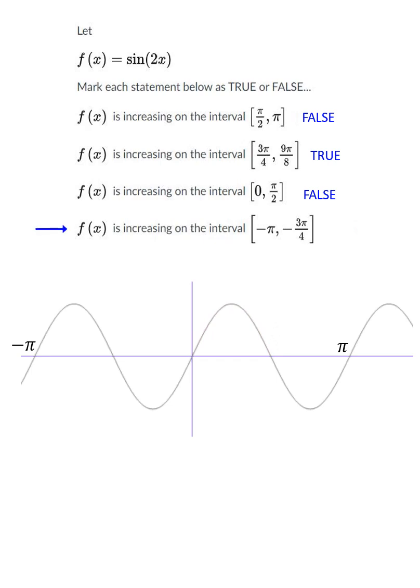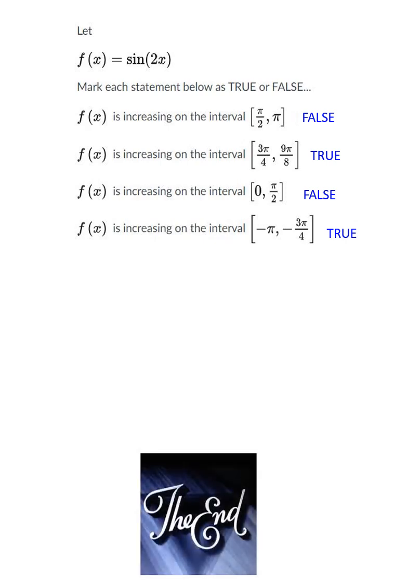And for the last question, negative 3 pi over 4 would be here, essentially 3/4 of the way to negative pi. They want to know if the function is increasing on that interval, and yes, it clearly is increasing on that entire interval. Therefore, that statement is true. And that completes the problem.